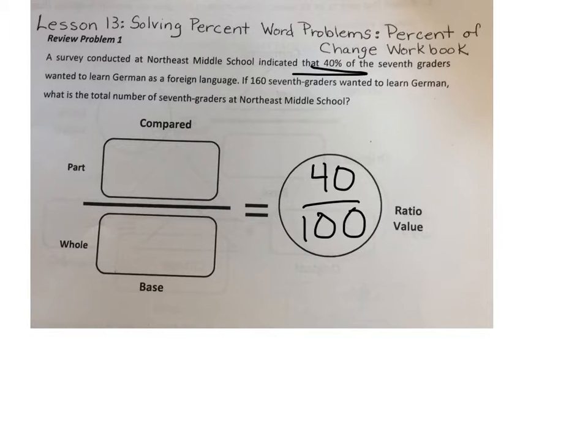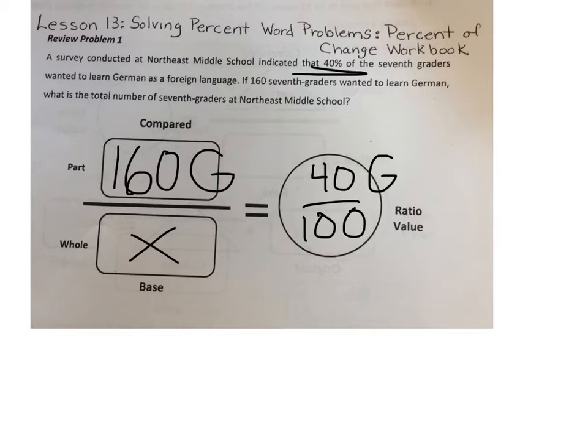That's going to go right there first. I'm going to go ahead and label that. So it says 40% wanted to learn German, so I'm going to put a G here for German, and a G over here for German. And the other number they give us, it says 160 7th graders wanted to learn German.